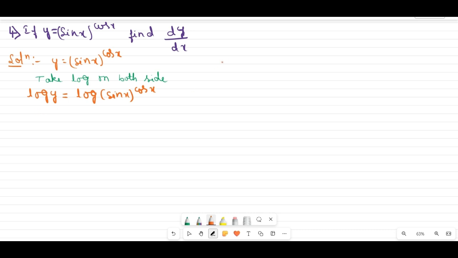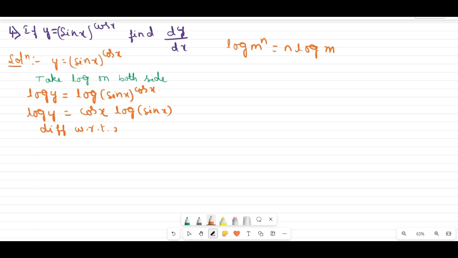The right hand side is in the form of log of m power n. We know the property n log m. If you apply that property, the right hand side becomes, in the place of n we have cos x, so cos x into log of sin x. Now I will differentiate this function with respect to x. You must write the statement differentiate with respect to x, because from this step we start to differentiate the given function.